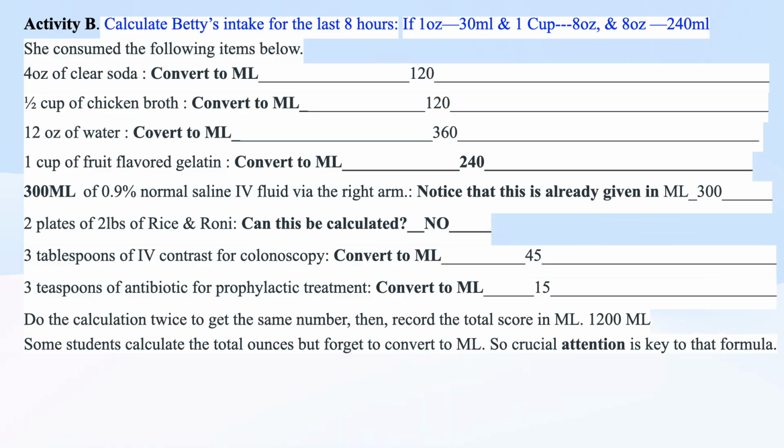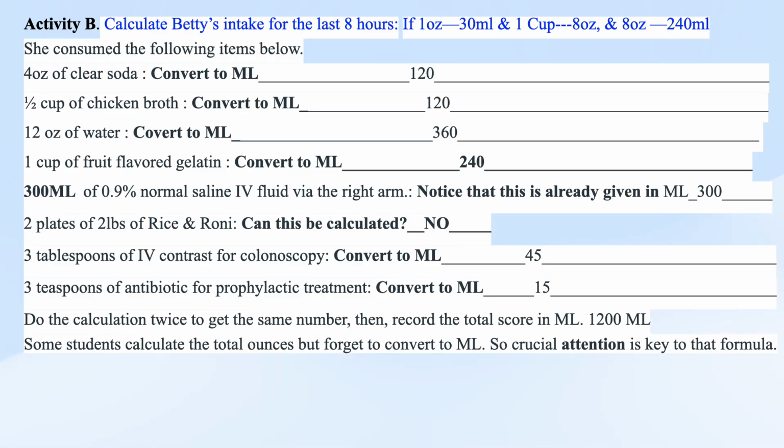You should get 120. Half a cup of chicken broth she consumed is equivalent to 120 ml. Now 12 ounces of water is equivalent to 360. Why? Because 1 ounce is what? 30 ml. 1 cup of fruit flavored gelatin. Now remember, gelatin, if you place it under room temperature, is going to melt into liquid, and a cup is measurable and can be converted to ml. So here we have 240 ml.